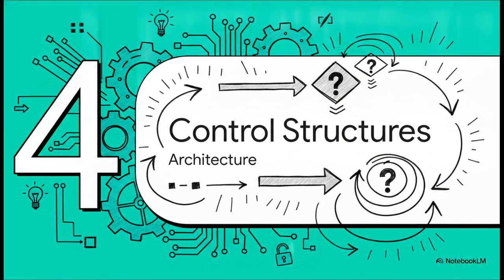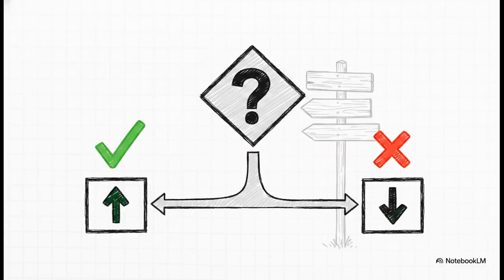Time for phase 4, architecture, which is all about control structures. This is where we dictate the logic and flow of our application. It's how our code makes dynamic decisions. Think of conditional statements, like if-else, as literal forks in the road. They read almost like plain English. If variable x is greater than 10, we execute the first block of code and output greater. If it isn't, we fall back to the else block and output less.